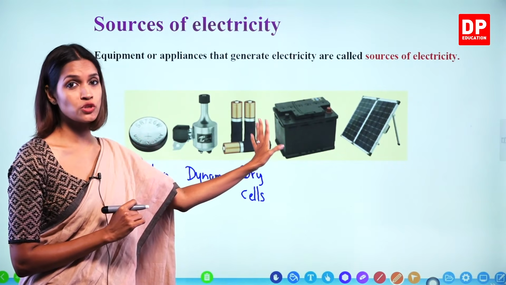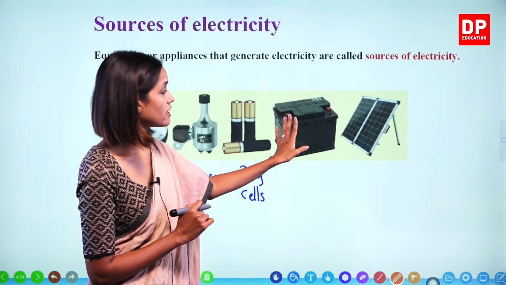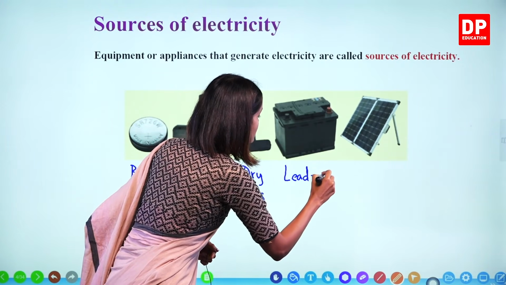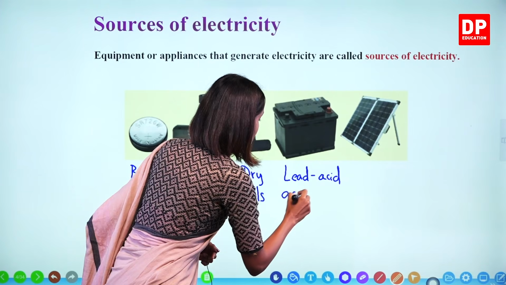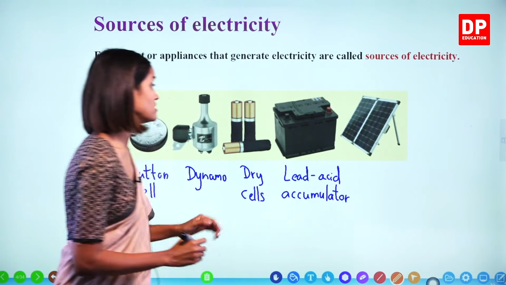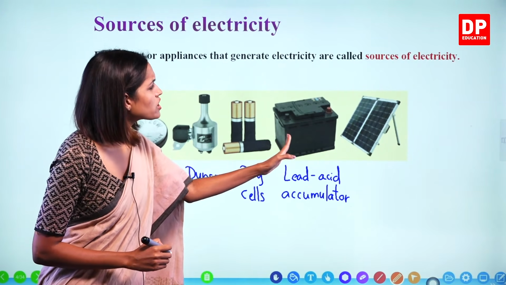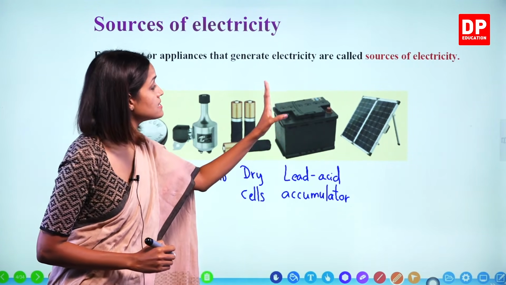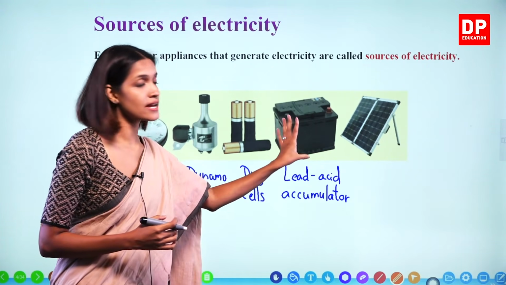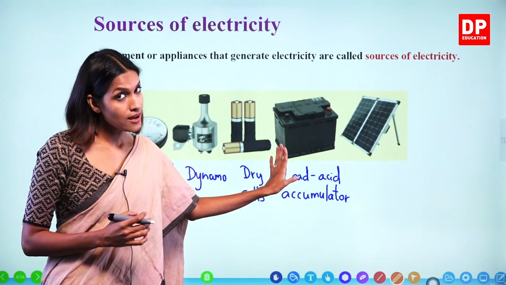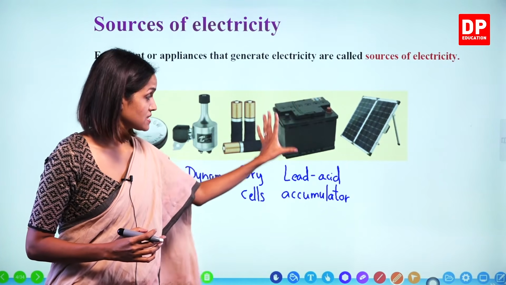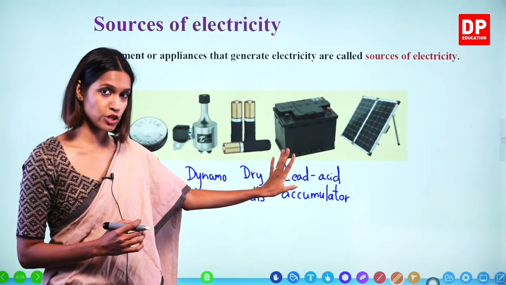Have you seen this one? This is a vehicle battery or car battery. The name given to this one is lead acid accumulator. Very briefly, it is known as car battery. Why do we call it lead acid accumulator? Because this is made out of lead plates. Lead is a type of metal and an acid called sulfuric acid is present here. So that is why the combination of lead and sulfuric acid is present here. That is why this is known as lead acid accumulator.